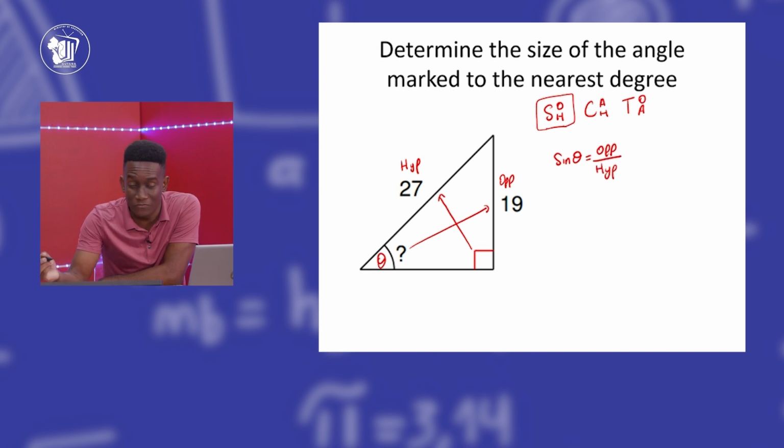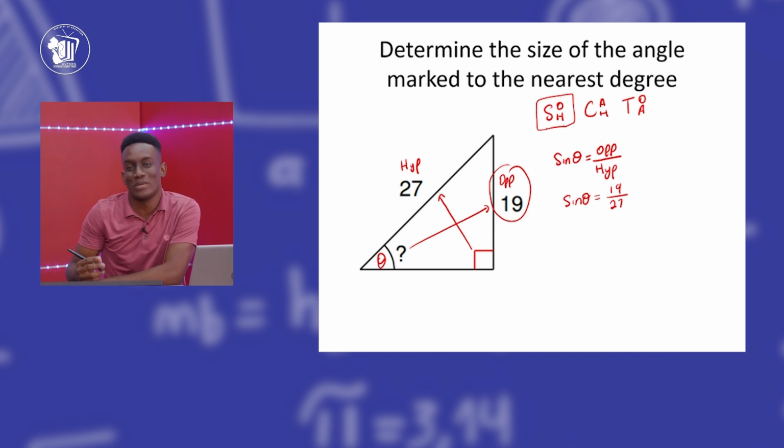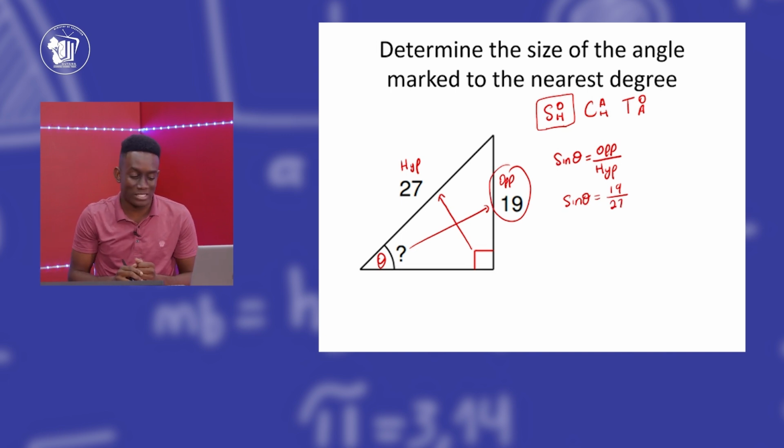In this case, we want to find theta. So we can say sine theta is equal to the opposite, which is 19, over the hypotenuse, which is 27. We can either divide 19 by 27 and you'll get a decimal, or we can just leave the 19 over the 27 and then solve from there. Whichever way you want to do it, it's up to you.